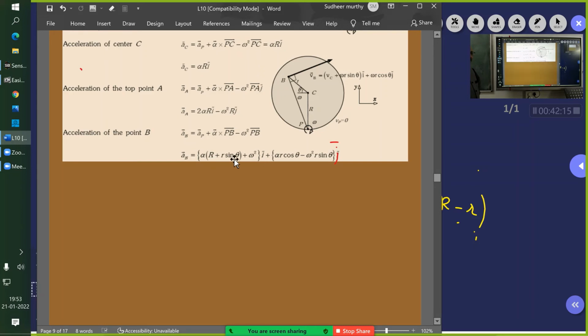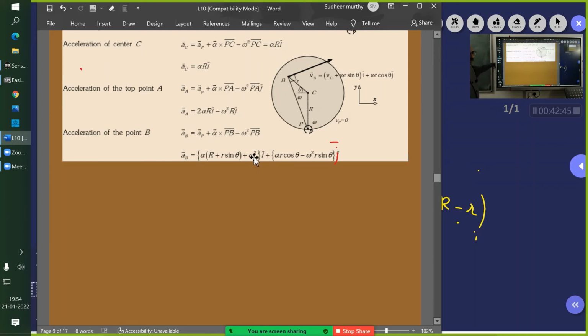If you put theta equal to 90 and r equal to capital R, I should get only 2r alpha I cap. And this cos 90 is 0, so I should get here minus omega square r. So this omega square term that is coming here is an extra term.